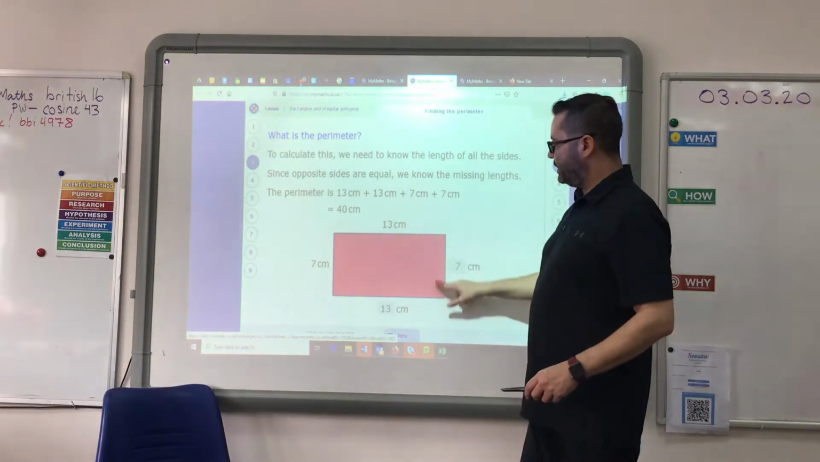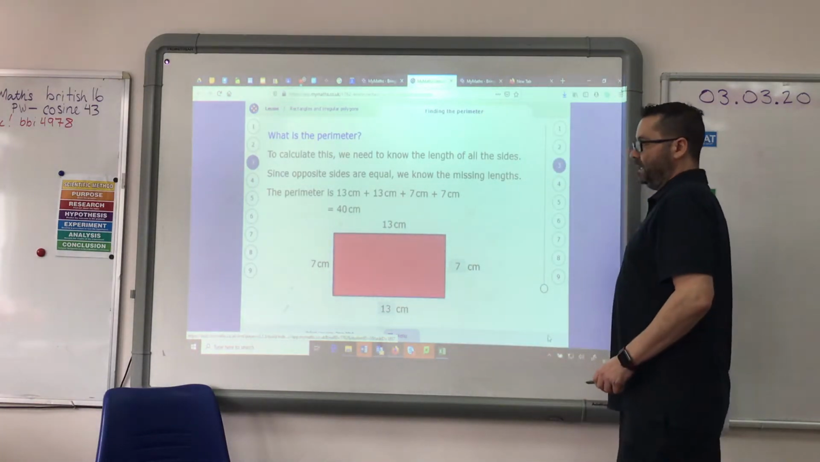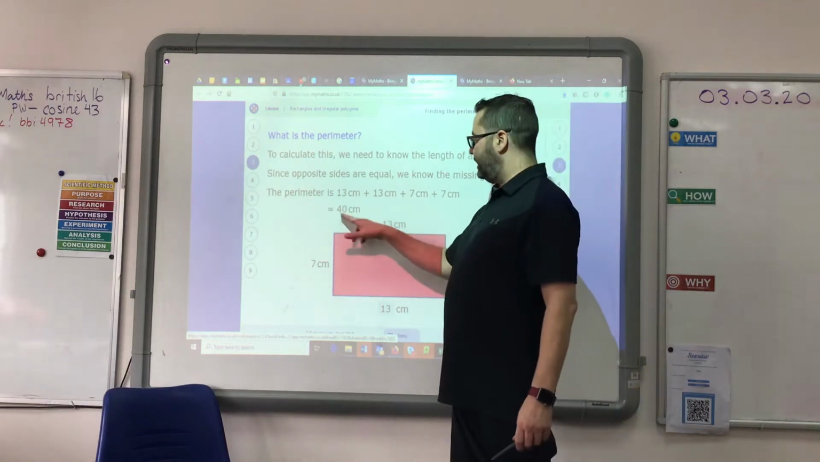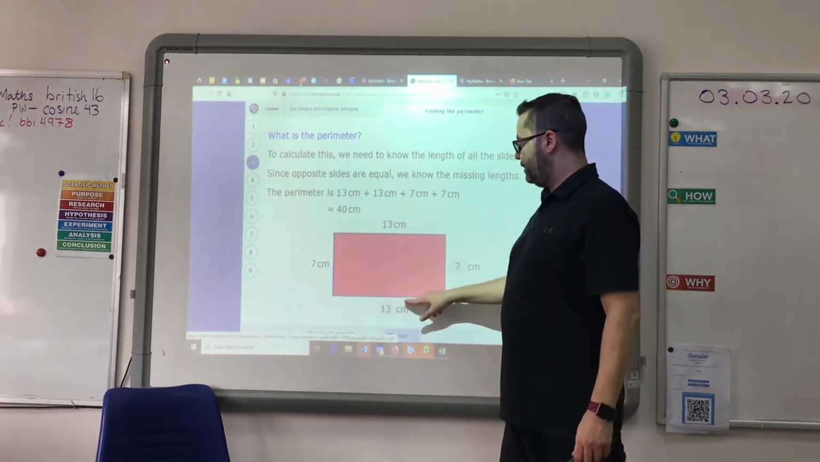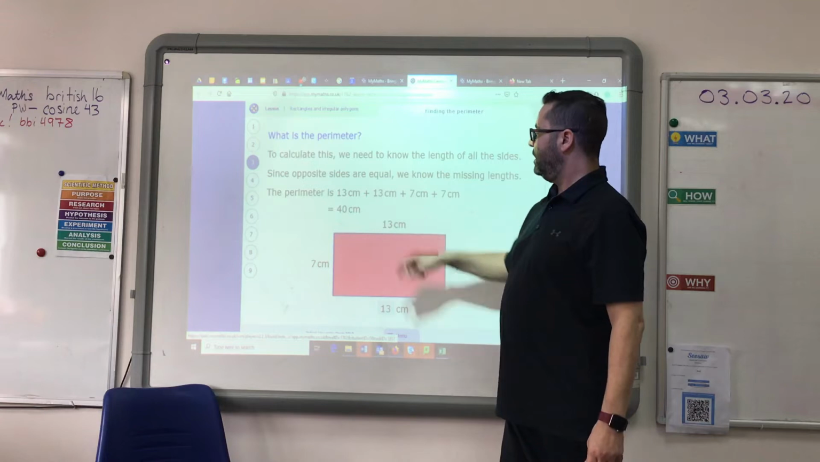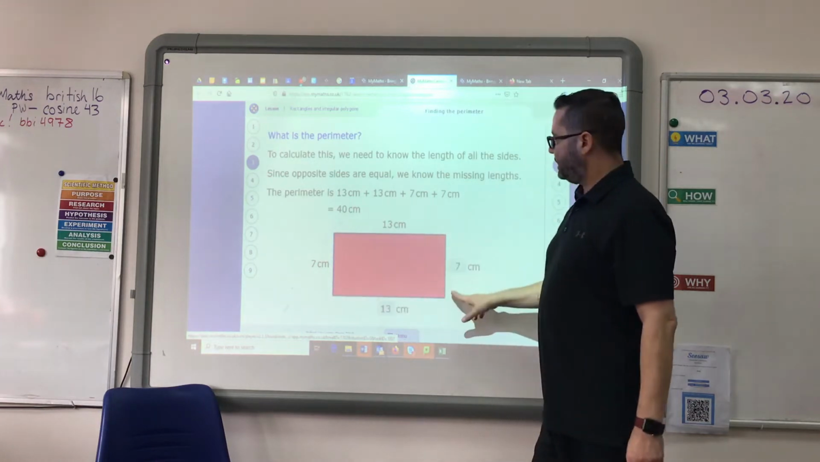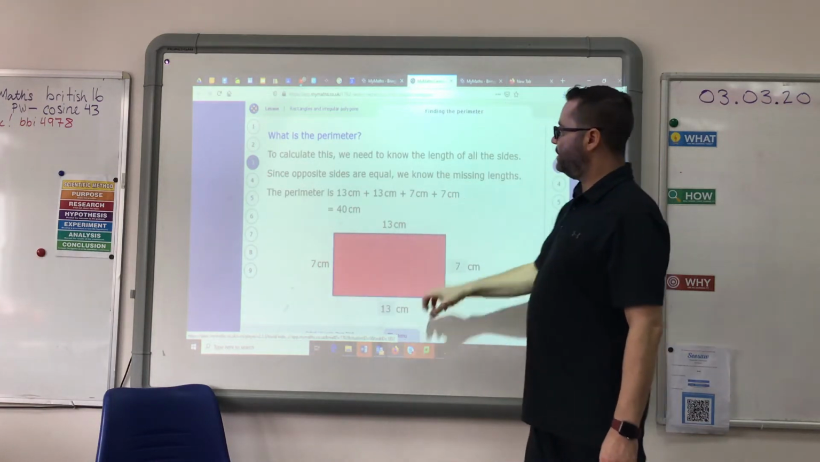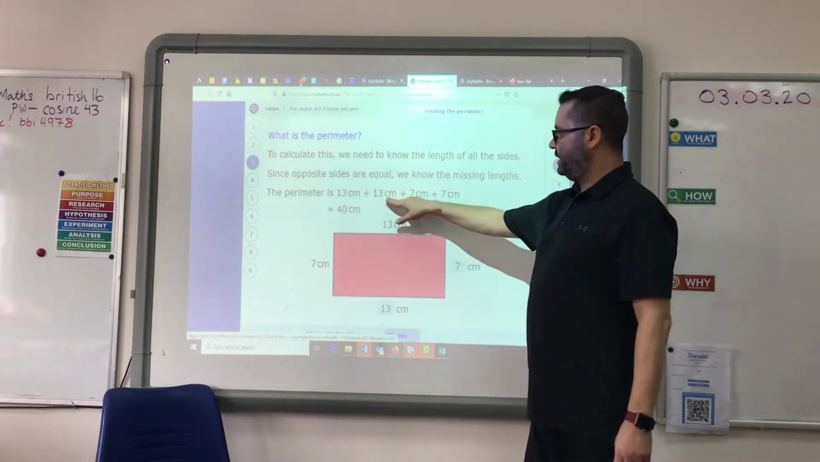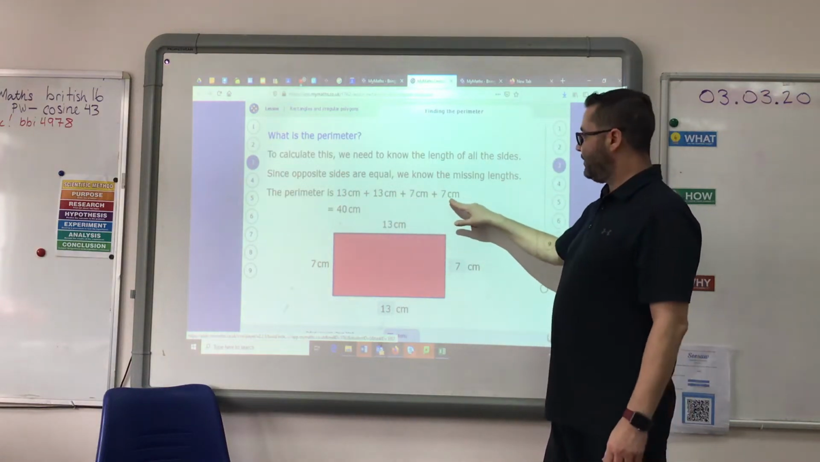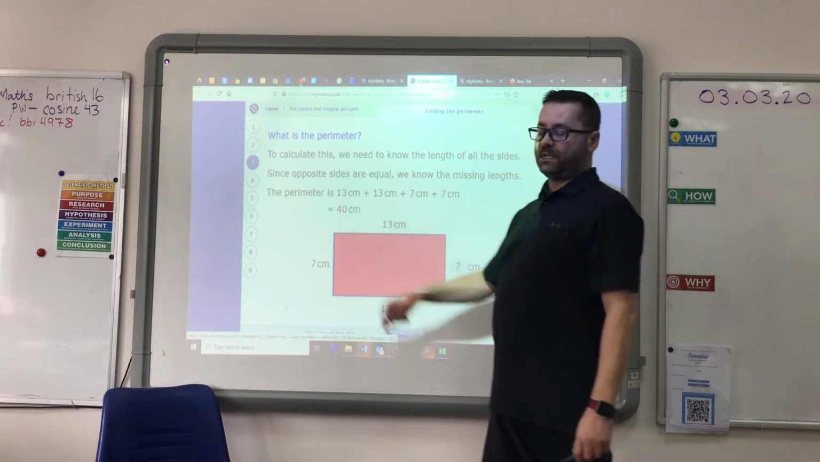And in this case, we know that this is 13 and this is 13, so 13 plus 13. This is 7 and this is 7, 7 centimeters and 7 centimeters. 13 centimeters plus 13 centimeters plus 7 centimeters plus 7 centimeters equals 40 centimeters. And that is the length all the way around.